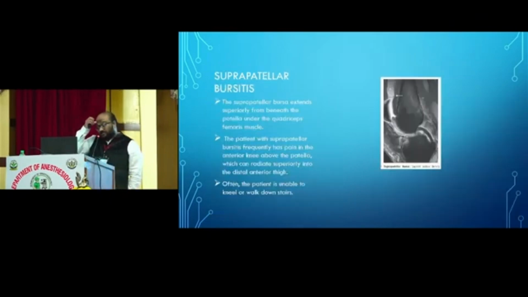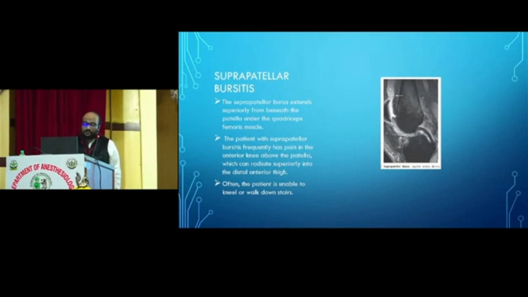Next, coming to the bursitis, all the different types of bursa which are present around the knee. There are around 4 or 5 important bursa around the knee. So the first we start with suprapatellar bursitis. It extends superiorly from beneath the patella, underneath the quadriceps femoris muscle. So this is your patella, this is your femur, and this is the suprapatellar bursa with a collection of fluid in this patient.